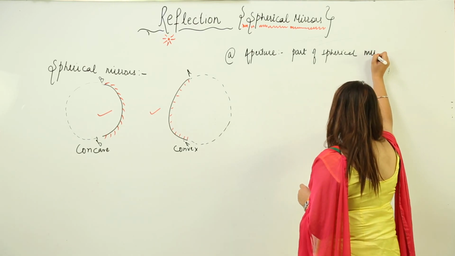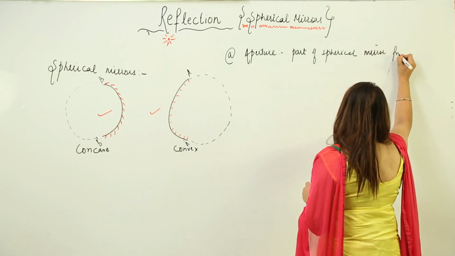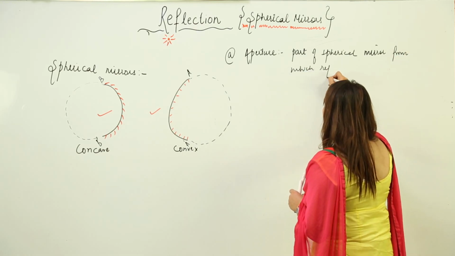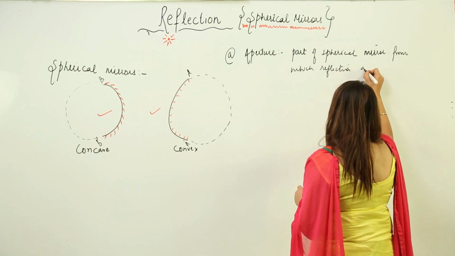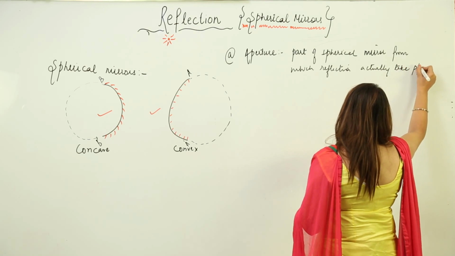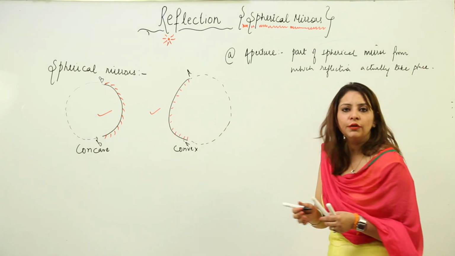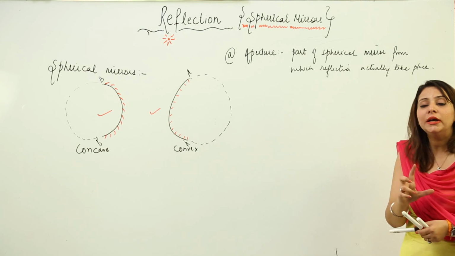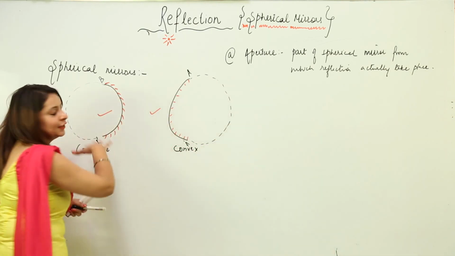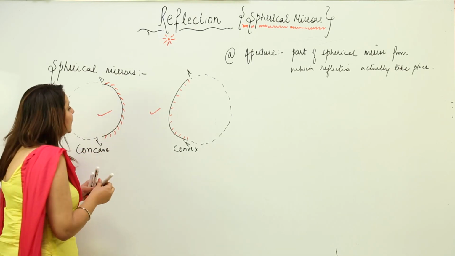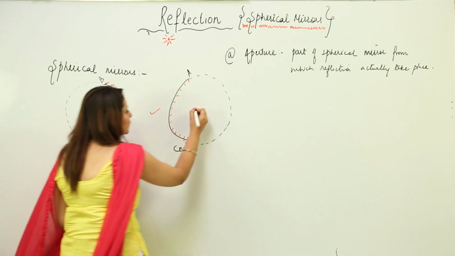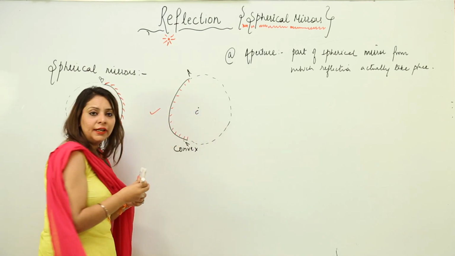It is a part of a spherical mirror from which reflection actually takes place. That is called aperture. As I told you, if we complete this, it will become a circle, it will become a sphere. The center of the sphere is called the center of curvature.